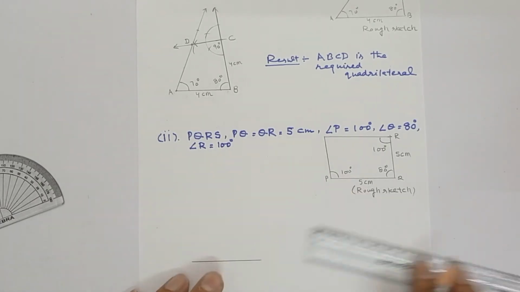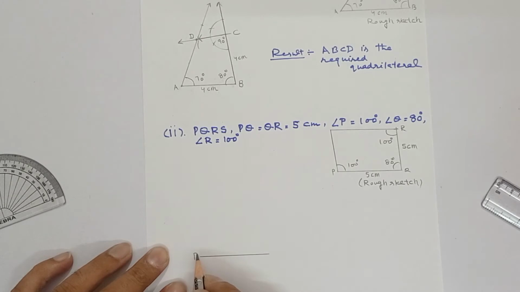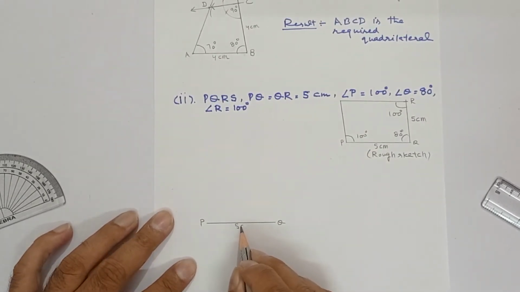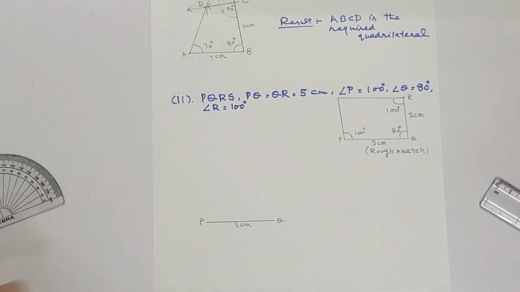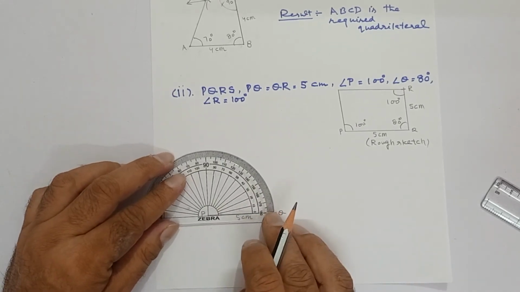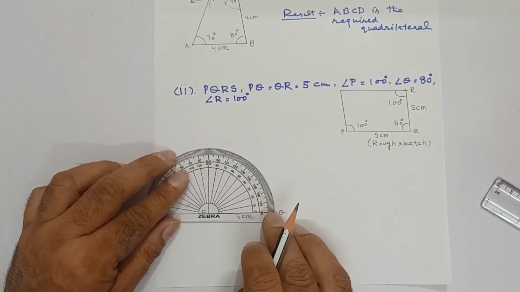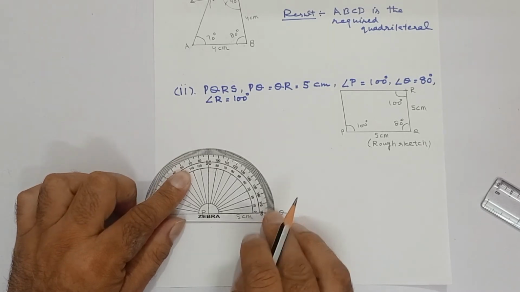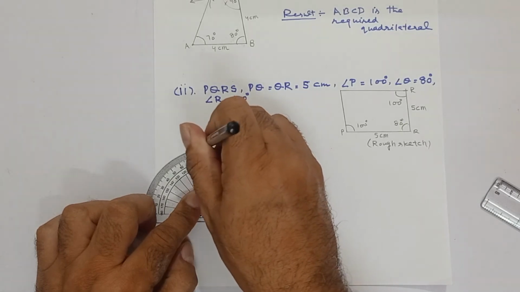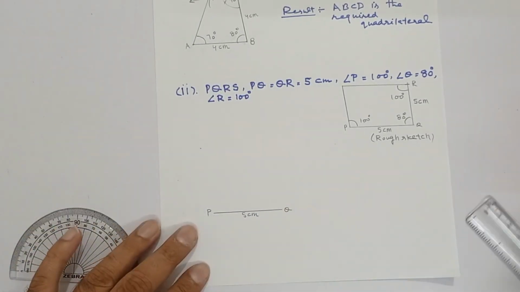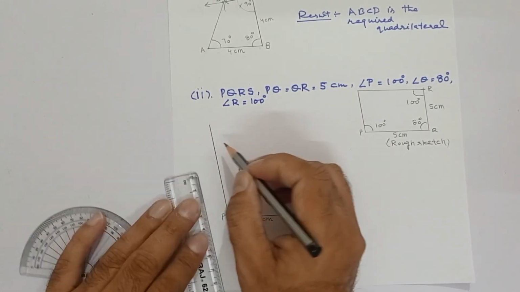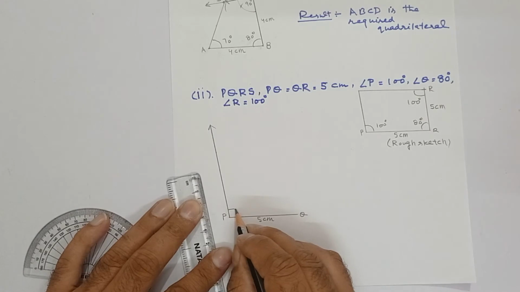This is 5 centimeter. You need to do labeling also side by side. Now at point P you need to make 100 degree. I have kept the protractor properly this way. And now 100 degree, this is 90. 100 will come slightly outwards here. This is 100 degree. And you need to extend this line this way. So this is 100 degree angle.